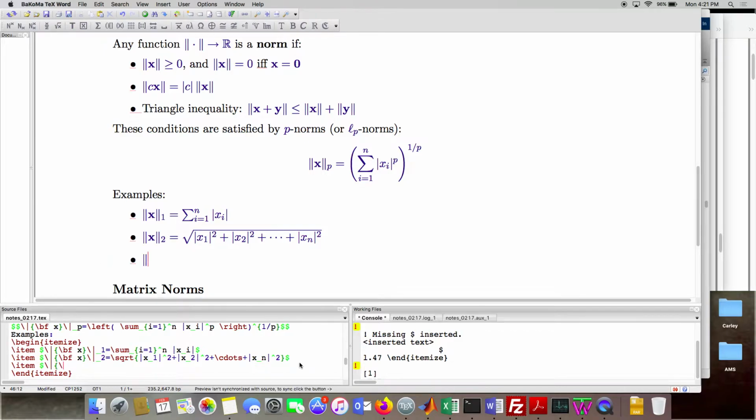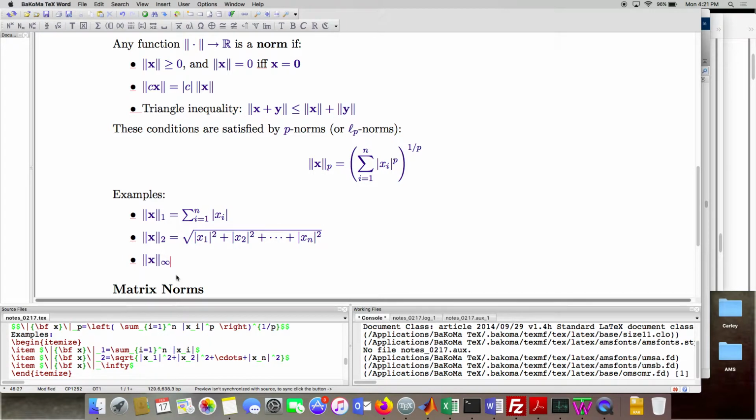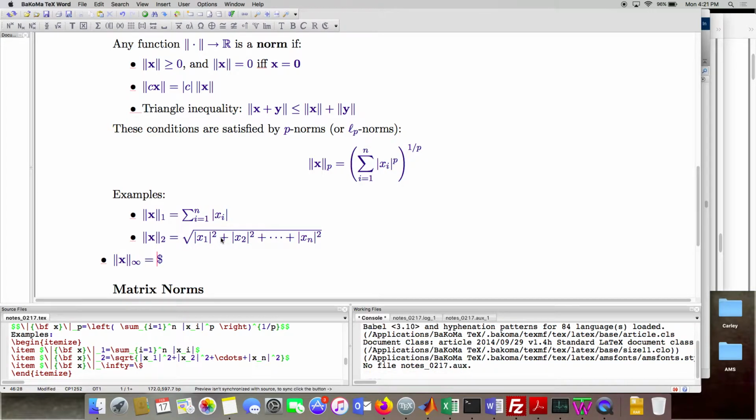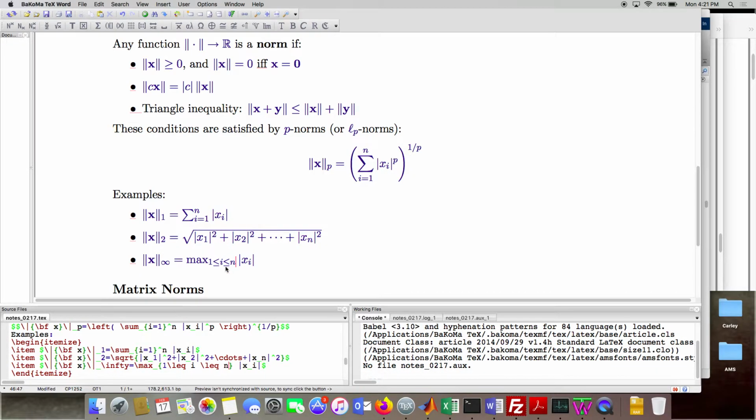And then finally, the infinity norm is particularly useful. So what happens is, as you increase p, that tends to give more and more weight to the largest entry, the largest element of a vector. So if you take that to its extreme, you're just taking the absolute value of the largest element of a vector. So that's what the infinity norm is.